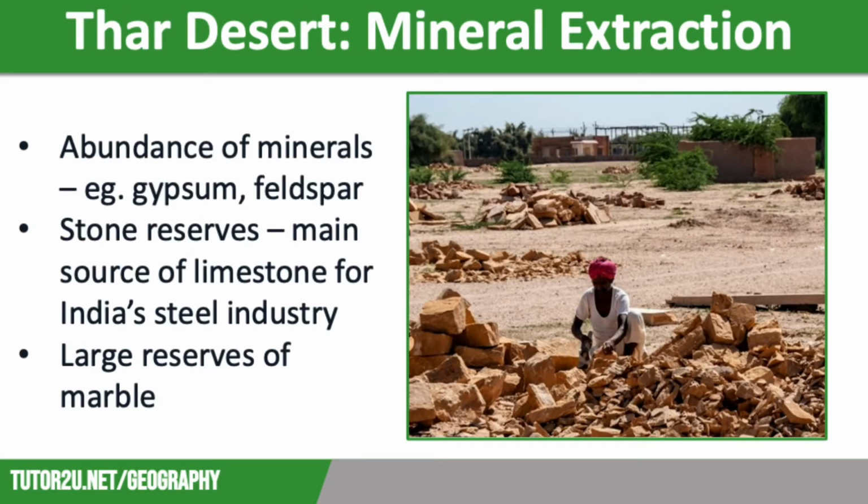Our first economic development is mineral extraction. The Thar Desert has an abundance of minerals, and these are used all over India and exported right across the globe, so they are an important source of income. These valuable minerals include gypsum, which is used in making plaster for the construction industry and in making cement. They also include feldspar, which is used to make ceramics, phosphorite, which is used for making fertilizer, and kaolin, which is used as a whitener in paper.